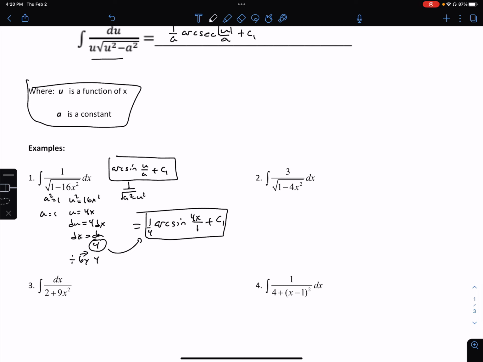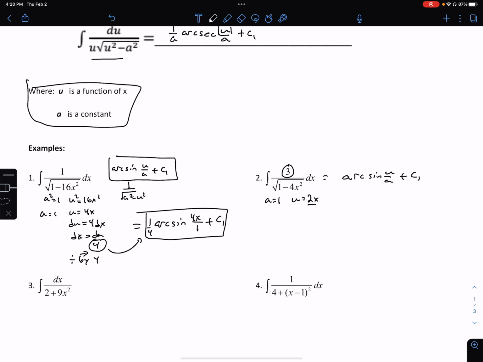So you guys try number 2. It's the same exact problem. Don't worry about the 3. The 3 is just a constant. I mean, just leave that alone. So this is my arc sine. So my rule is going to be arc sine of u over a plus c1. That's what I want to get. So a squared is 1, so a is just going to be 1. My u squared is 4x squared, so my u is just going to be 2x.